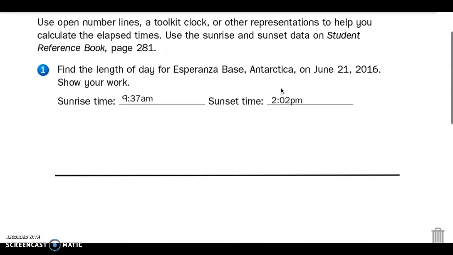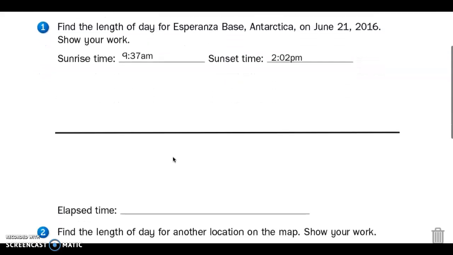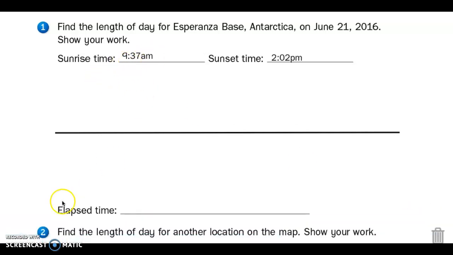Okay, so how we do this, and I'm going to keep working with number lines because that's how I like to show my hops. But if you have a clock at home you'd like to use or some other way, you go ahead. But we're going to use this open number line. So how I get this started is what time are we starting with? That's right, 9:37, but we have to remember to put a.m. because that is important because it's in the morning. Now, I need to show my ending time, which is 2:02 p.m.